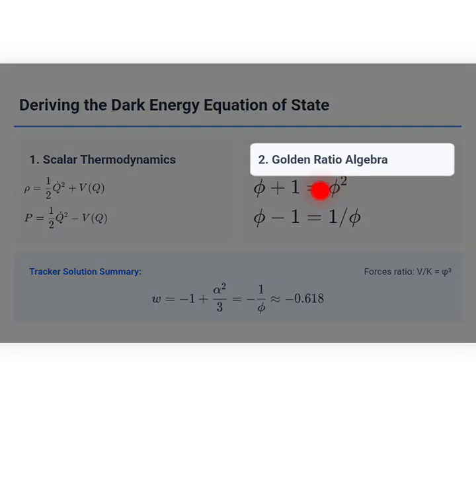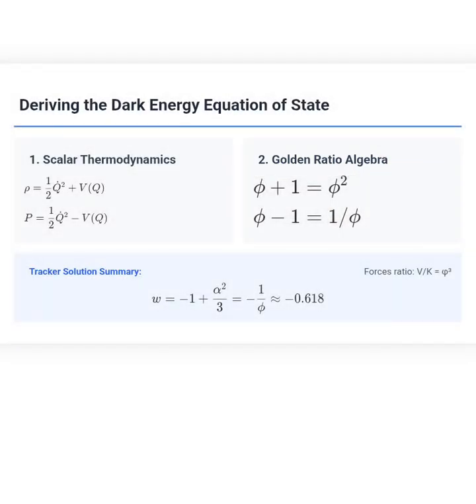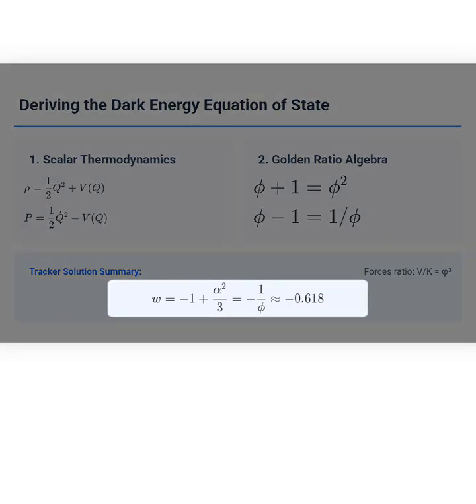However, in HSG, the golden ratio phi dictates the relationship. By applying these specific algebraic identities, like phi plus 1 equaling phi squared, we can constrain the evolution of the field based on the geometry of the substrate itself. When we look for the tracker solution, we arrive at this striking result.